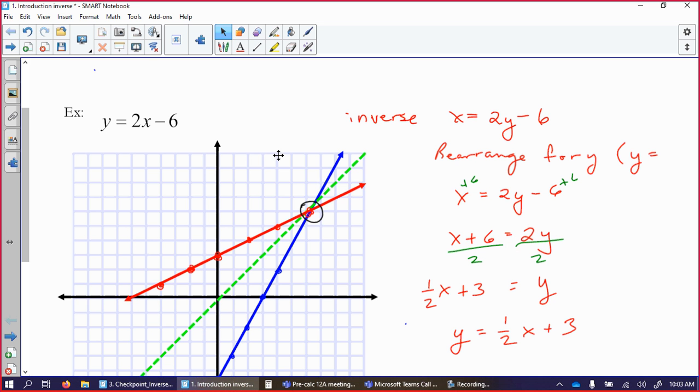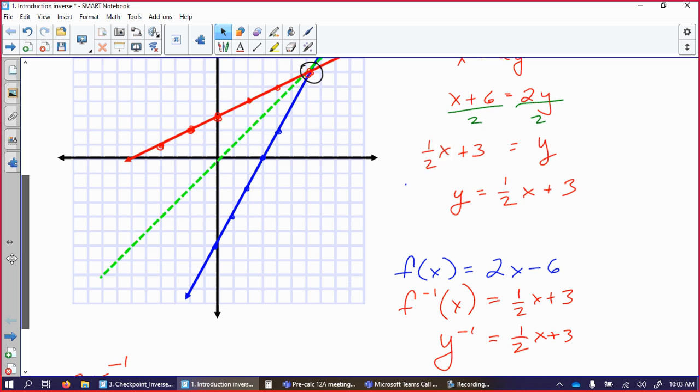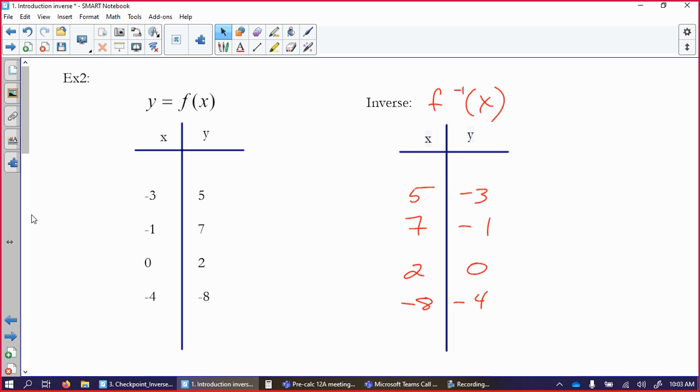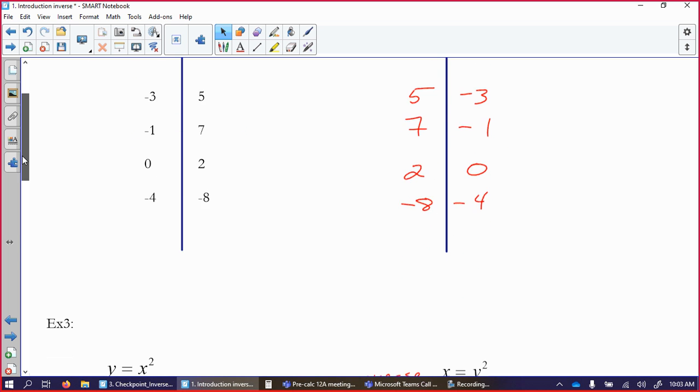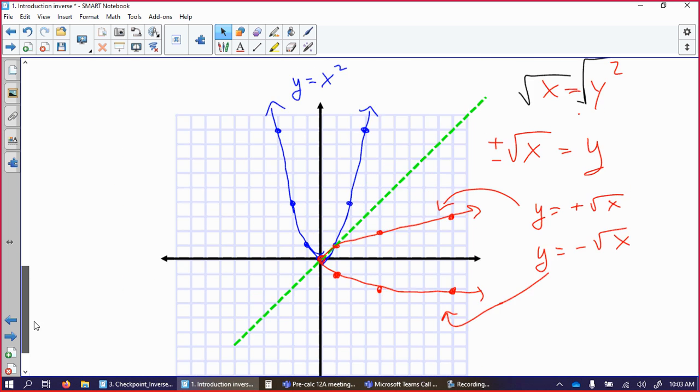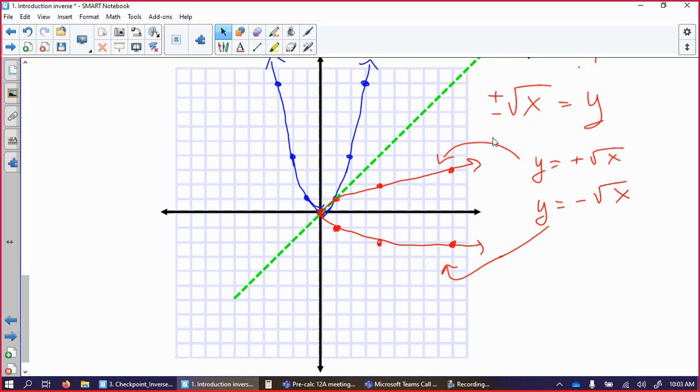We can do it graphically, where we drew a line, picked some points and changed the x and y's. We can also rearrange. So the function was 2x minus 6. The inverse function is a half x plus 3. And we went through just a table of values, looking at the graph of something like a parabola.